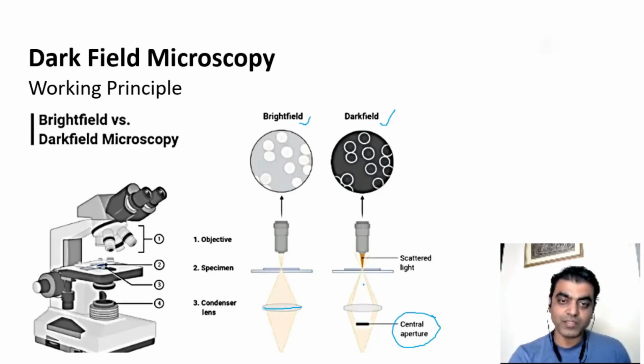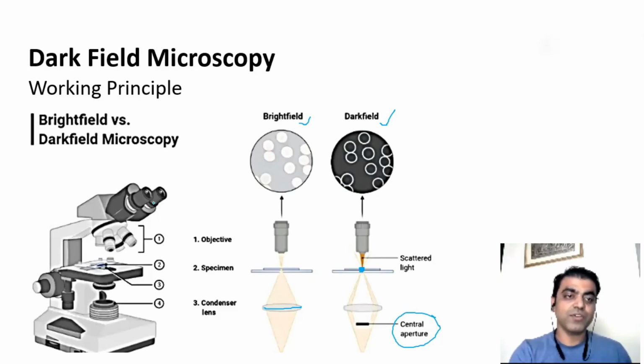Because of this, we get a scattering effect. This scattering effect will only occur if the ray of light is passing through the sample, which will give a brighter light, the diffracted light from the sample, and your background light is not collected. In the case of bright field, this does not happen. Whatever light is being condensed, all the rays of light pass straight, and you get some signal from the background and some signal from the sample.